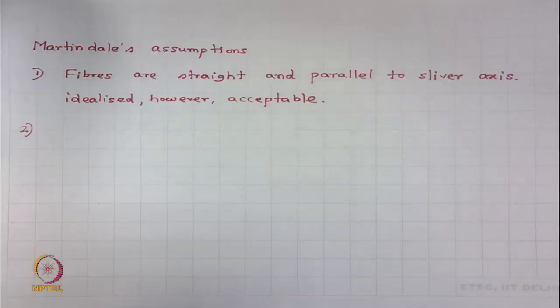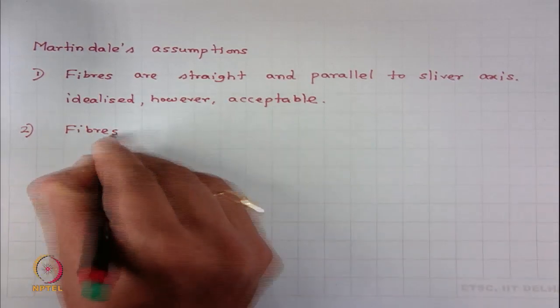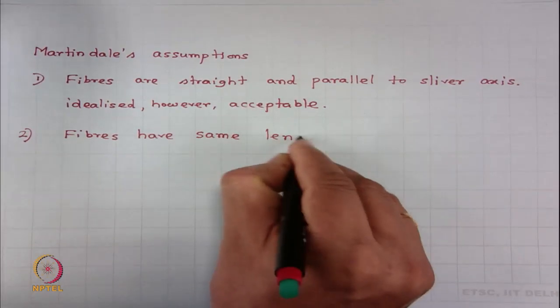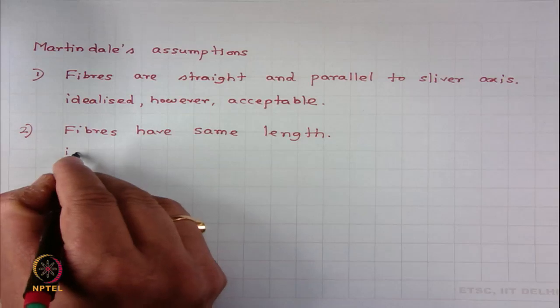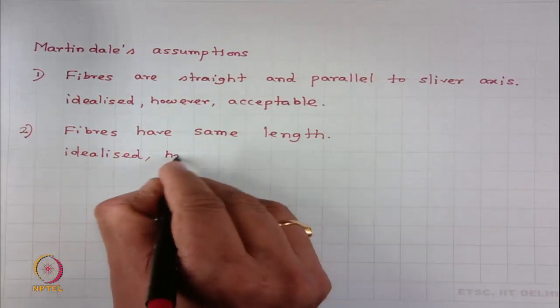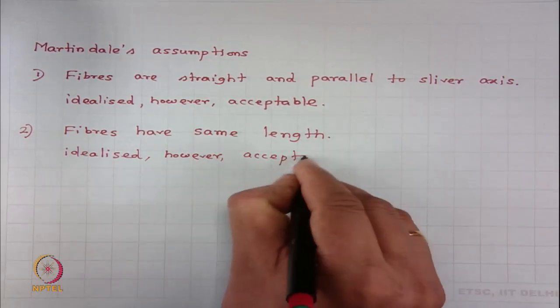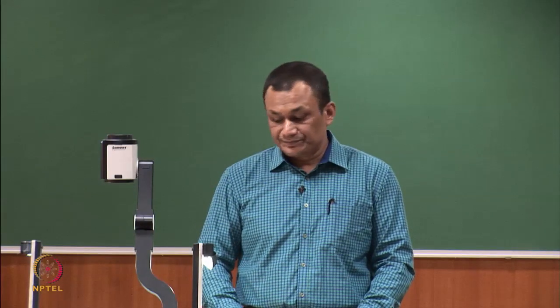The second assumption of Martindale was that fibers have the same length. Again, this is an idealized one. However, it is acceptable, though we know that in the case of cotton, fibers have a significant variation in length. However, in the case of synthetic fibers, we can assume that fibers have the same length.